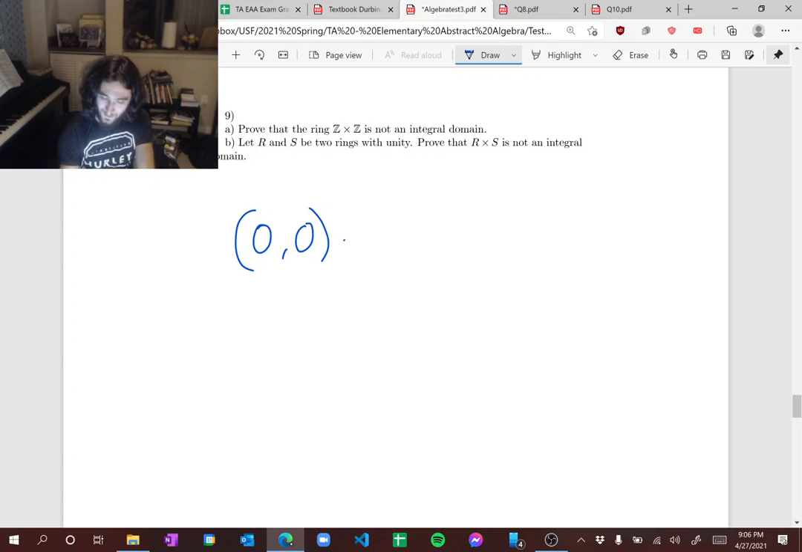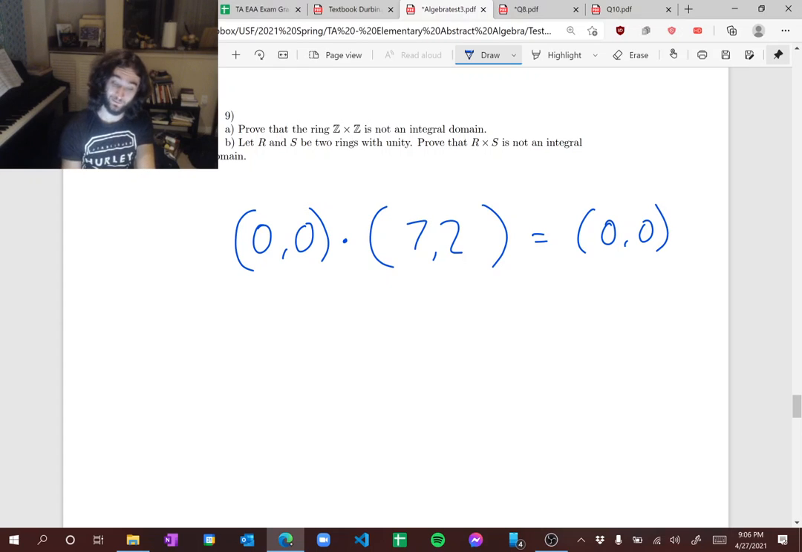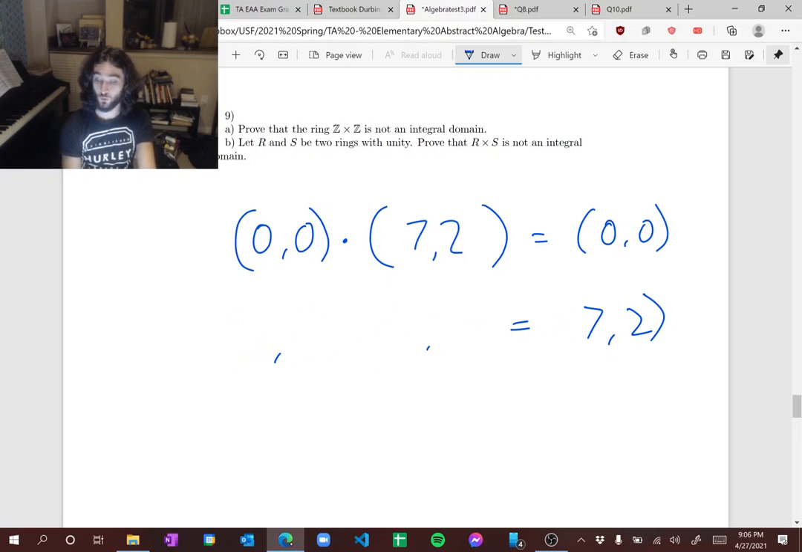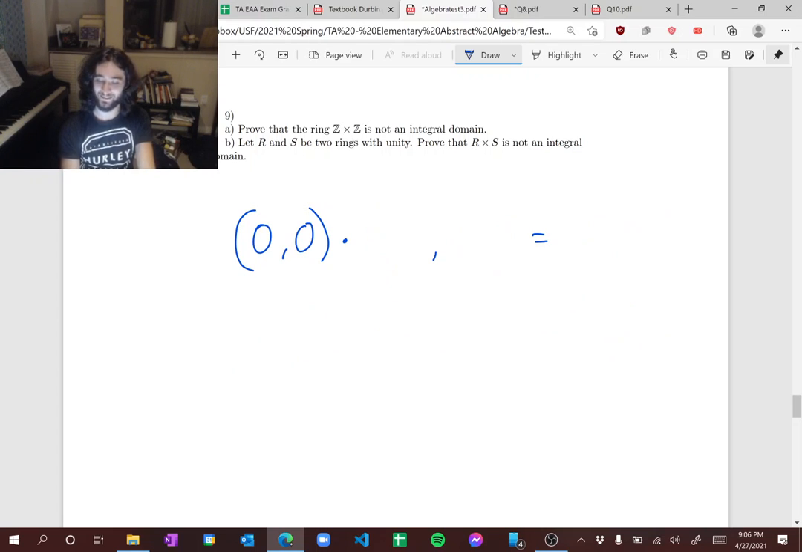And what do I mean by that? Well, I mean that it's the element which when you multiply it by anything, it stays 0. Or equivalently, it's the additive identity in the sense that if I add it to anything, you get that thing, right? So that's what makes it 0. So can you come up with two things which are not that, but when you multiply them together, make that?